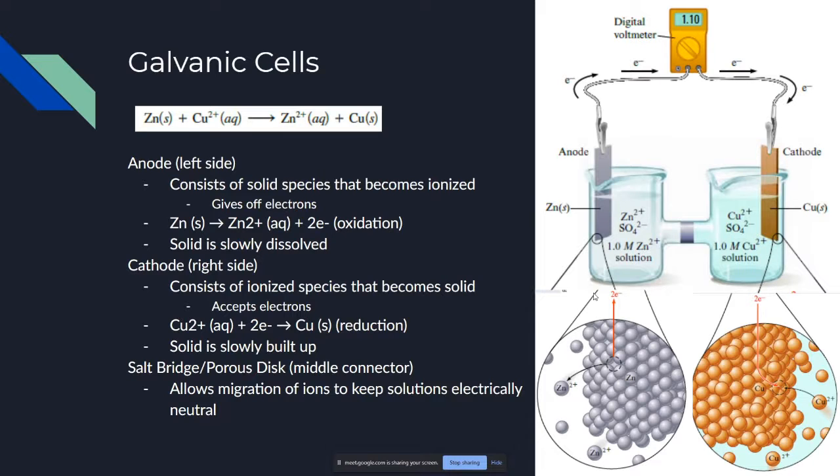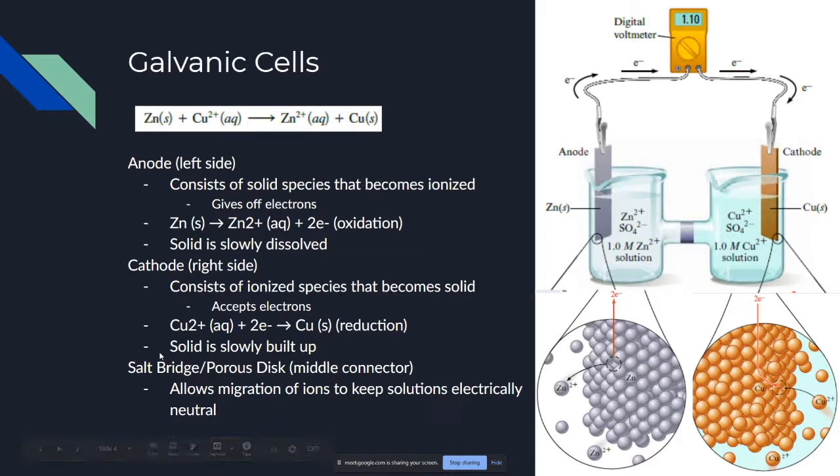And down here in the bottom corner, you can see a zoom of what's actually happening on each solid. So again, you can see that the solid zinc here is splitting off into an ion and then 2 electrons, and the electrons are conducted through this wire here. While on the other side, it's the ions that are coming in and they're accepting the electrons from the wire to form the solid.